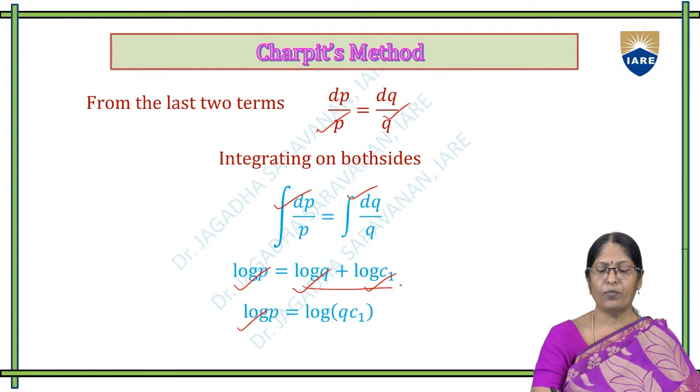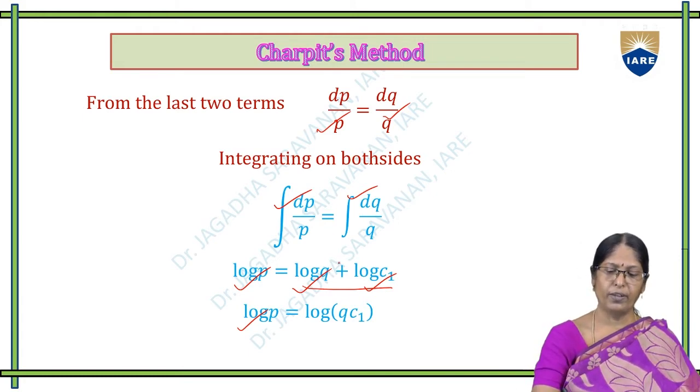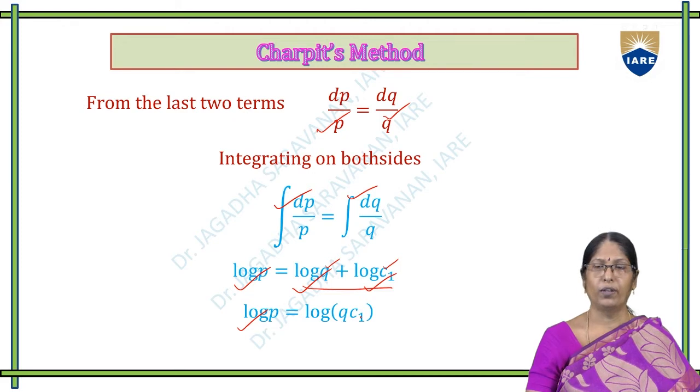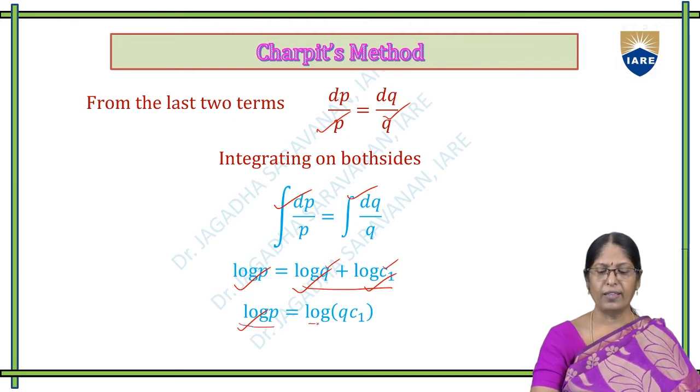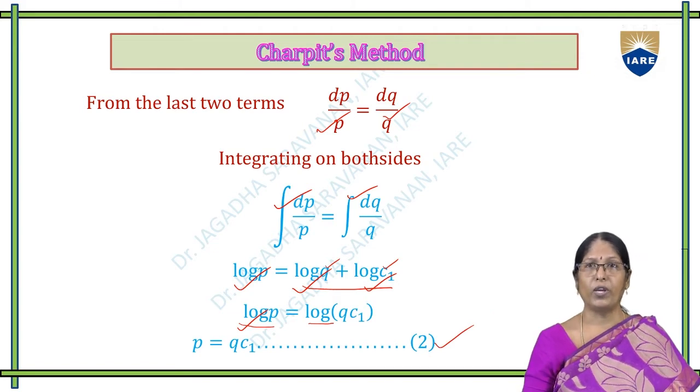Here the logarithmic formula is log a plus log b, which is nothing but log of ab. So we will use that logarithmic formula. Ours is q and c1, so we are getting log of qc1. On both sides we cancel log, and we obtain p equal to qc1. This we name as equation 2.